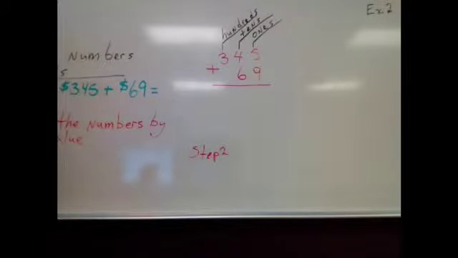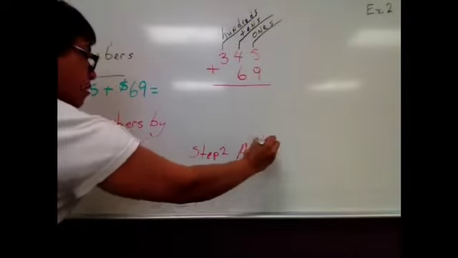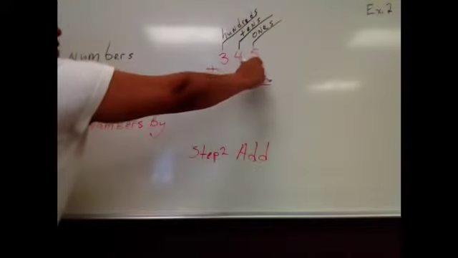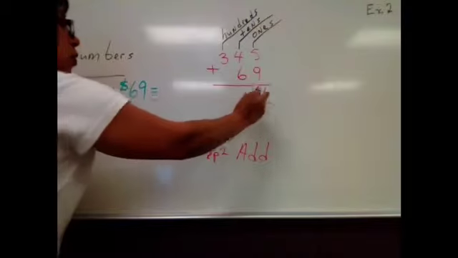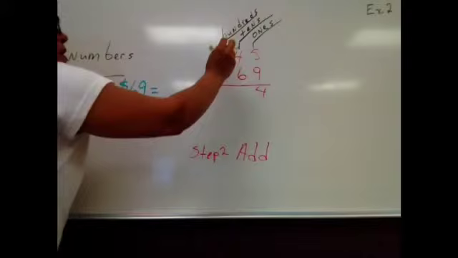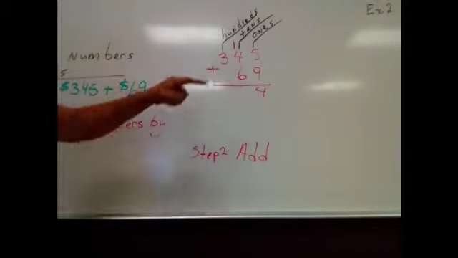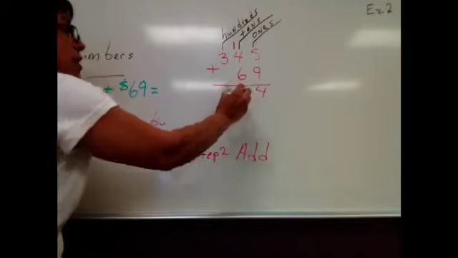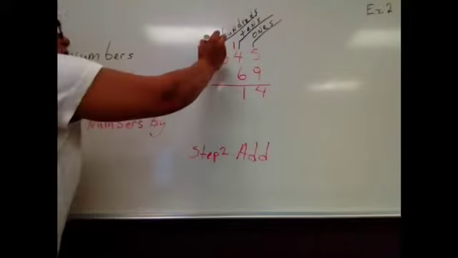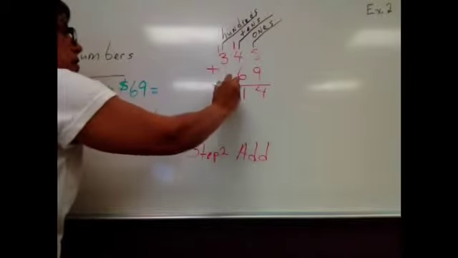And we're ready for step 2, and of course step 2 is to add. Okay, so let's do that. Here, 5 plus 9 is 14. Well, we cannot put the 1 here. We need to carry it, so we're going to carry it to the top. And now we have 1 plus 4 is 5. 5 plus 6 is 11. One more time, we need to carry it because we cannot put the 1 here. We need to carry it on top. That's our tens. 1 plus 3 is 4.